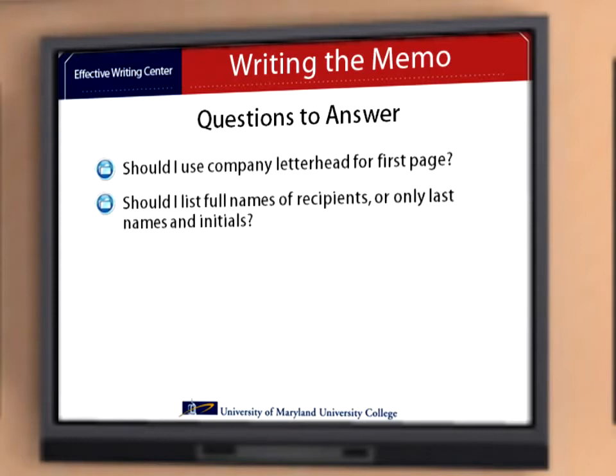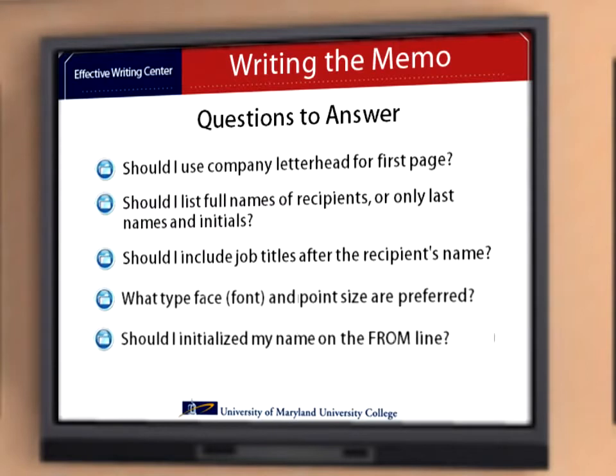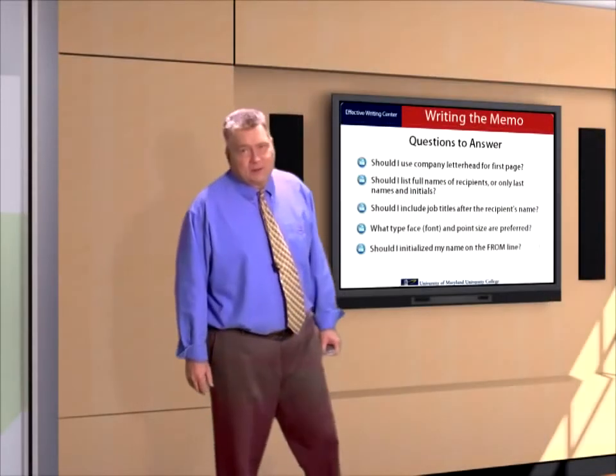For recipients, should I list full names, first and last, or last name and initials only? Should I include job titles after the recipient's name? Job titles add extra information that can make the memo more useful for future readers. What typeface, font, or point size are preferred? Or, on the opposite side, which ones will irritate my readers? Should I handwrite my initials by my name on the from line? And so on.